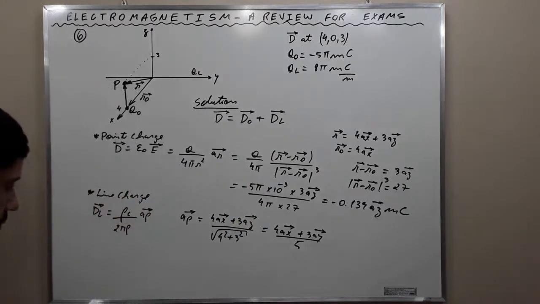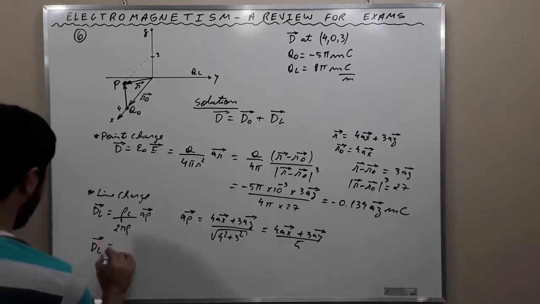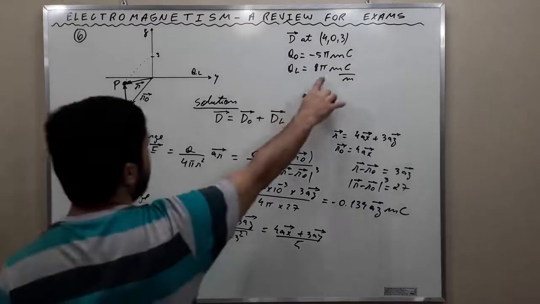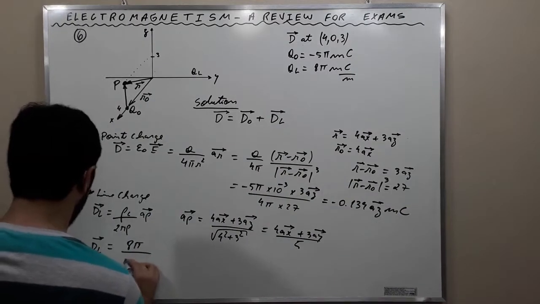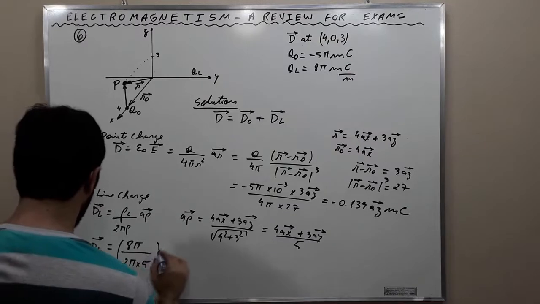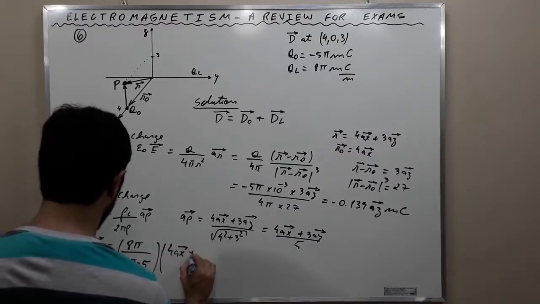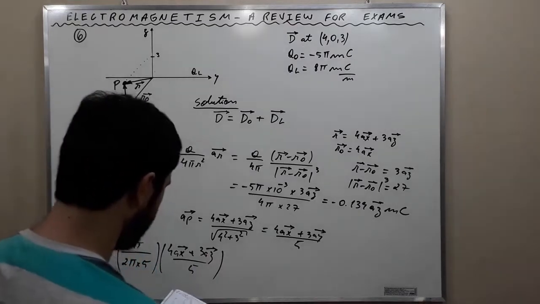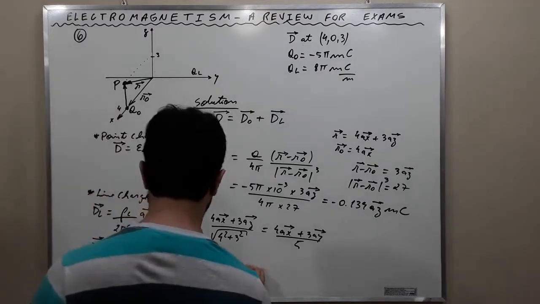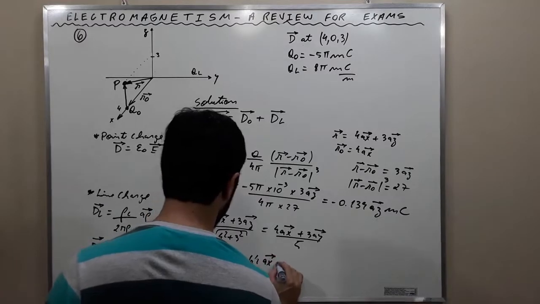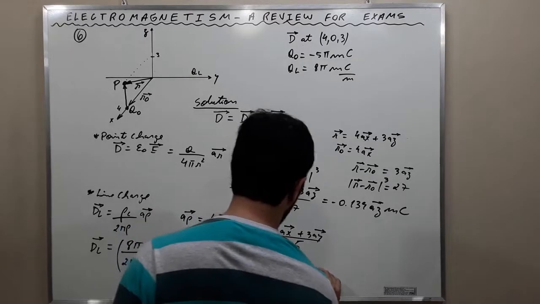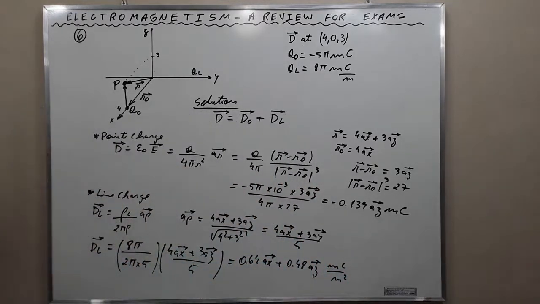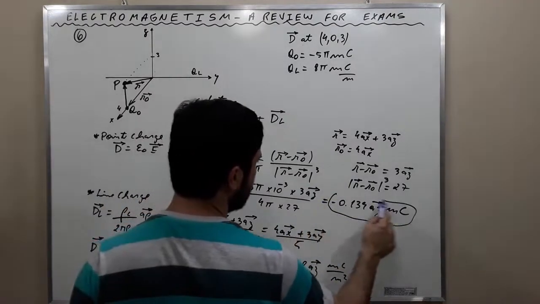And if we develop this, you're going to get that DL is going to be 8 pi, the charge is 8 pi microcoulombs per meter, divided by 2 pi times 5 times 4ax plus 3az divided by 5. Okay, and this is 0.64 in the ax direction plus 0.48 in the az direction microcoulombs per meter squared. Okay, then we need to sum this with this.